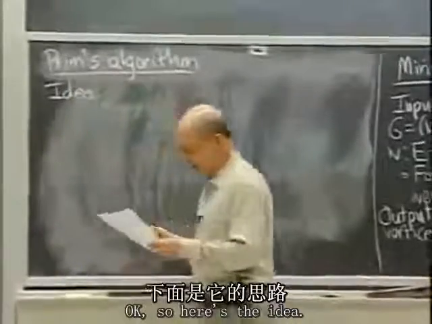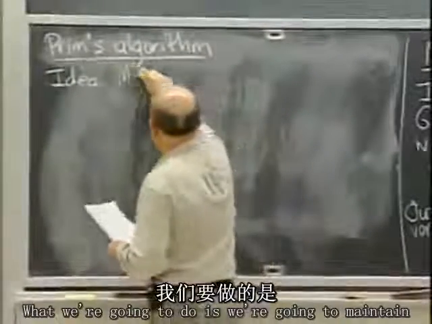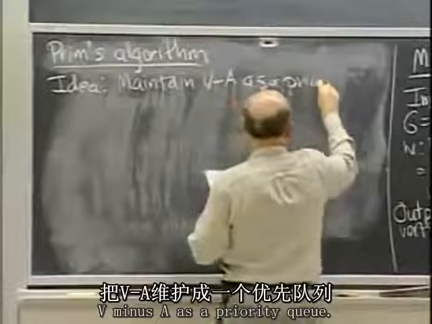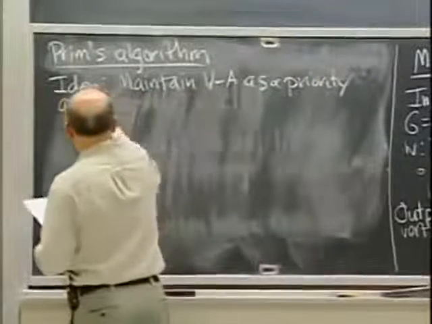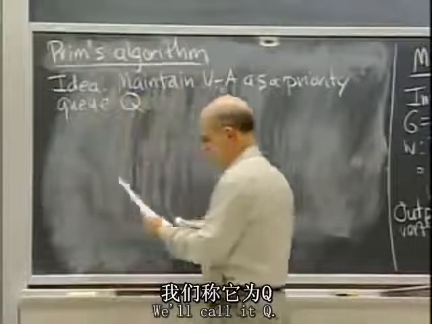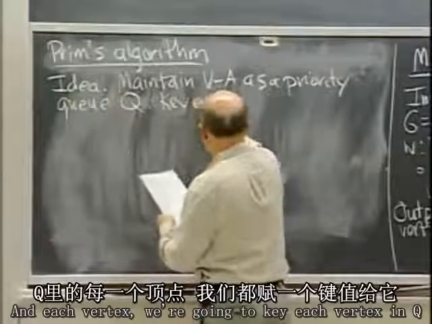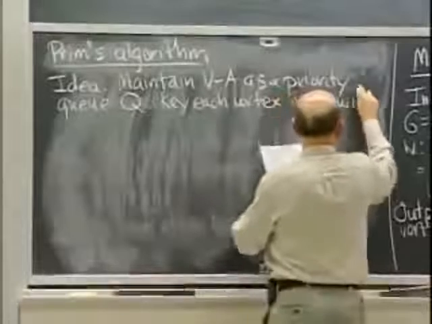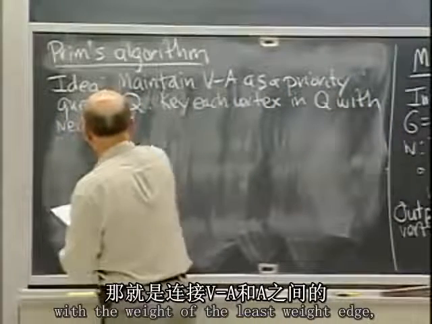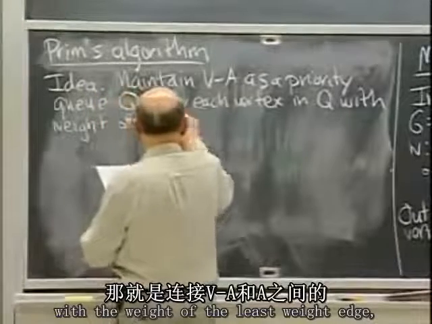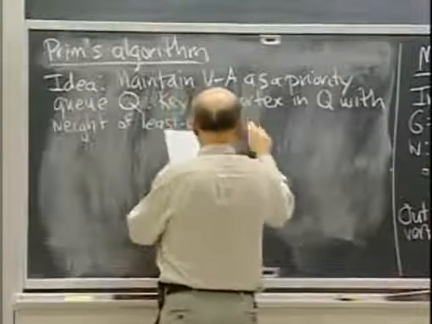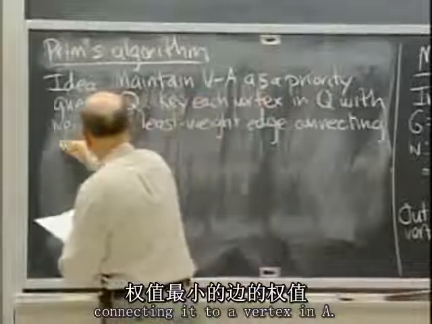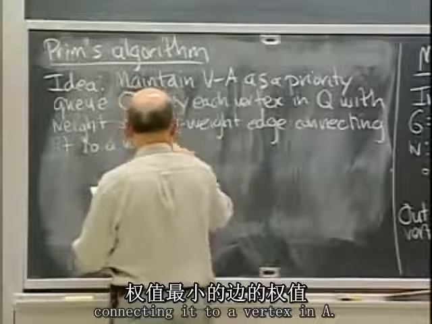Okay, so here's the idea. What we're going to do is maintain V minus A as a priority queue, we'll call it Q. And we're going to key each vertex in Q with the weight of the least weight edge connecting it to a vertex in A.